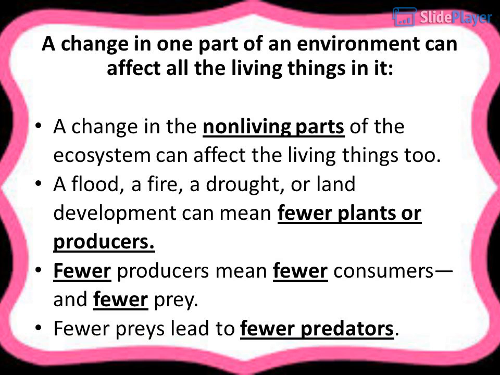A change in one part of an environment can affect all the living things in it. A change in the non-living parts of the ecosystem can affect the living things too. A flood, a fire, a drought, or land development can mean fewer plants or producers. Fewer producers mean fewer consumers, and fewer prey. Fewer prey lead to fewer predators.